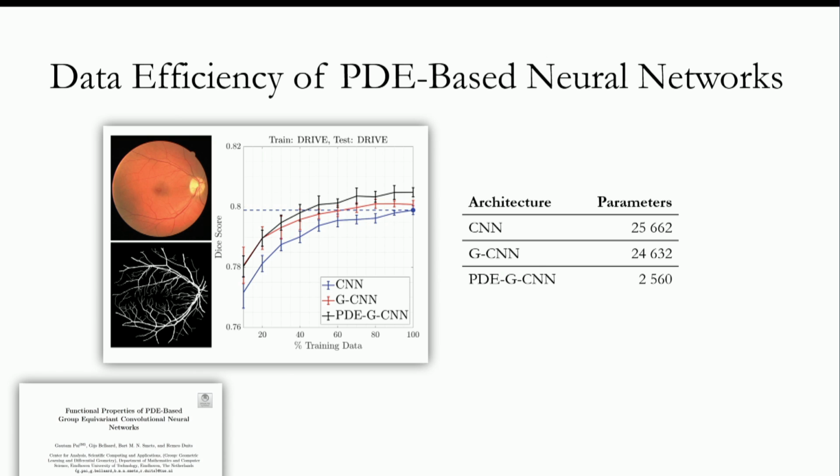What we did is that we trained the networks on a percentage of the training data and then looked at the performance on the test data set. And what we see is that the PDE-based neural networks need way less data to meet the accuracy of, for example, a CNN. So these PDE-based neural networks are not only parameter efficient, but also data efficient.